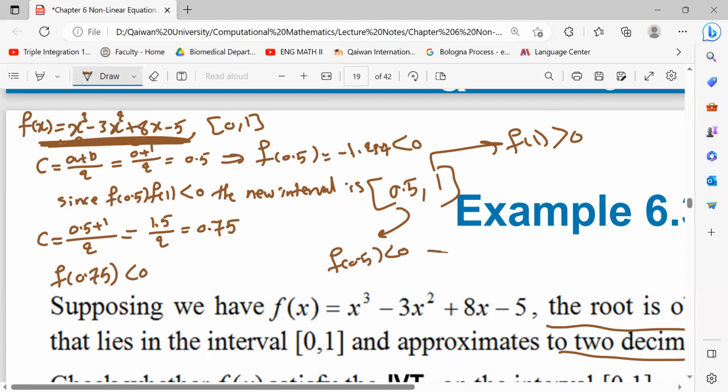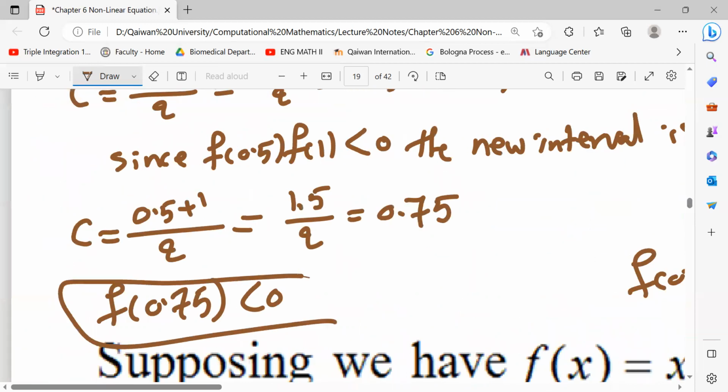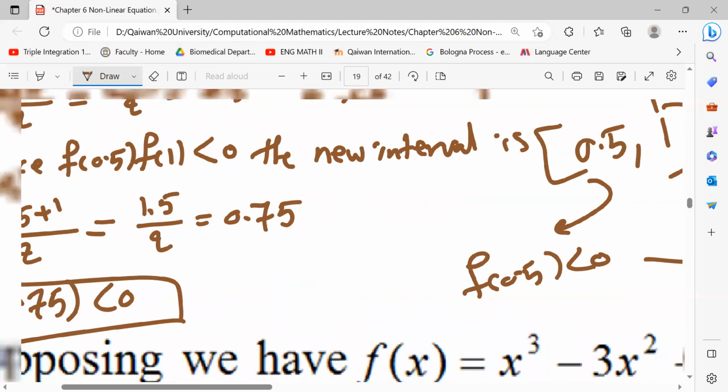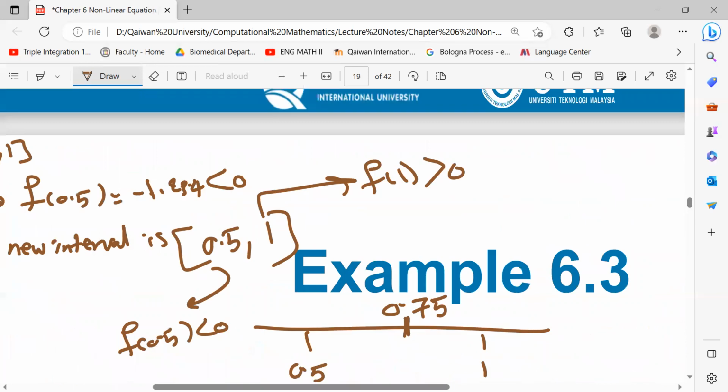So here we have 0.5, 1, 0.75. So what's our new interval? Look at f of 0.75. Is it negative? Yeah, it's negative. We take it with the one which has a positive image. This one, so it's 1. So our new interval is 0.75 and 1.